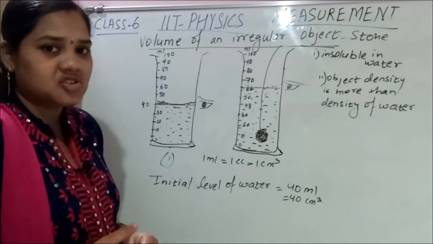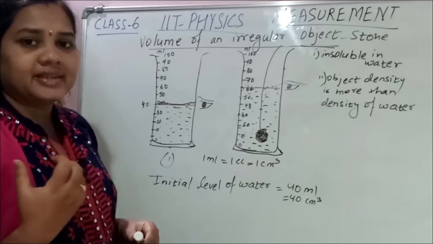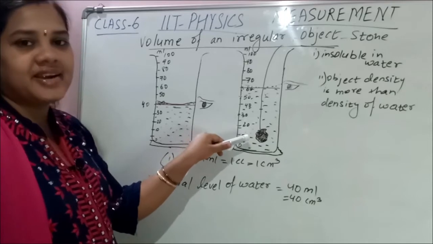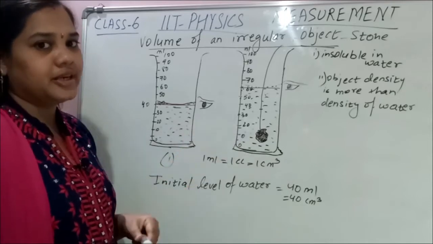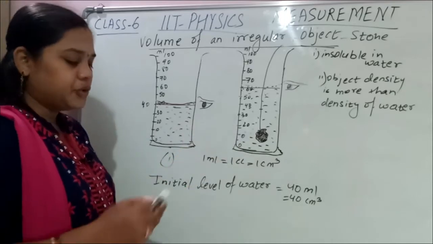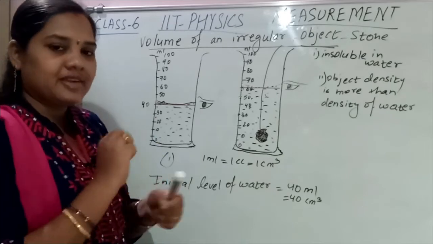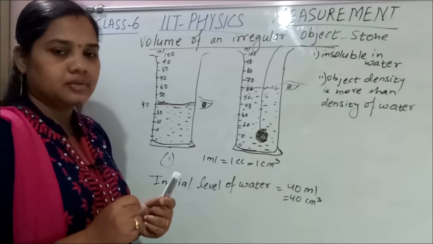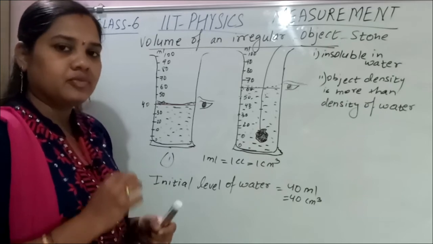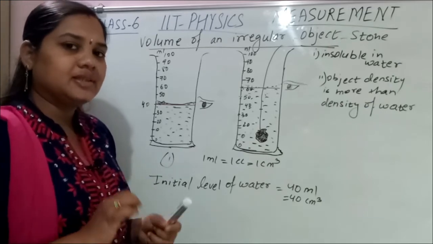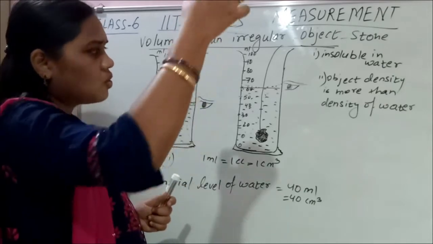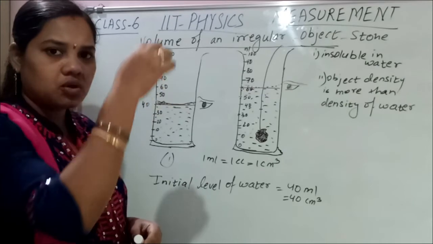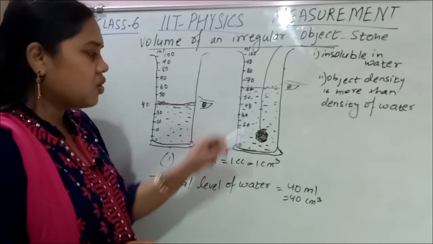Don't take a thick thread, because when you take a thick thread, its volume will also be added to the volume of stone. Clear? So what you have to do? Take one stone, tie it with a thin thread, and slowly immerse it in water. Slowly you have to lower it in water.